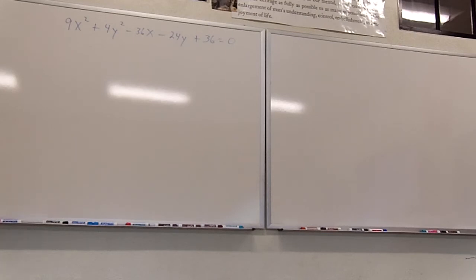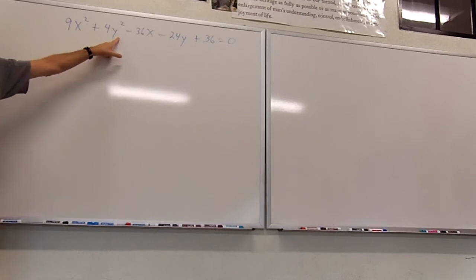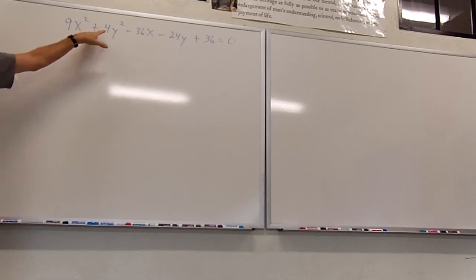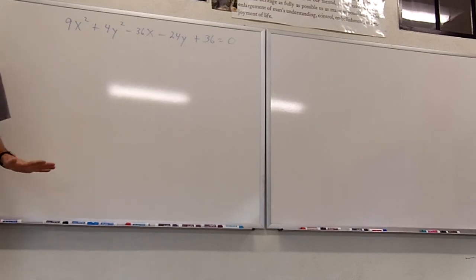Now, how do I know it's an ellipse? Because later you're going to have hyperbolas and some other shapes. It's an ellipse because there's a plus sign between the x squared and the y squared term, and these two numbers are different. Okay? If those two numbers were the same with a plus sign, it's a circle. And if there was a minus sign there, it's not an ellipse at all. All right? Minus sign there, not an ellipse.